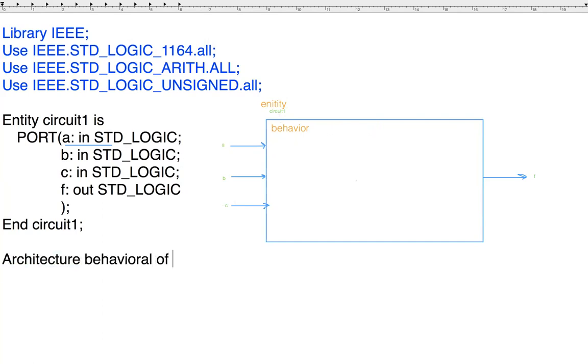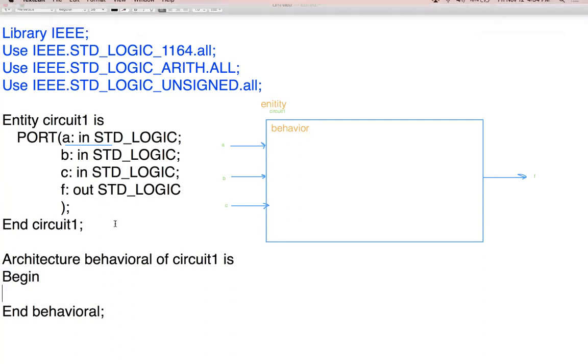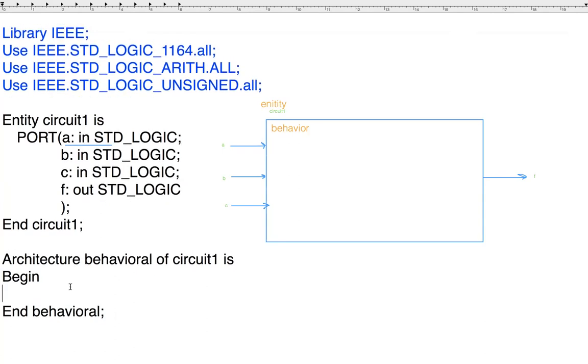behavioral of, and then it's the entity name. And so your entity name in this is circuit 1, is, and then you're going to have begin for your statement for the architecture, and then you're going to finally end the behavioral at one point. And so within here, what you're going to have in your behavior is all the internal, what's happening inside that entity. And so what you need to do is declare your internal signals first.